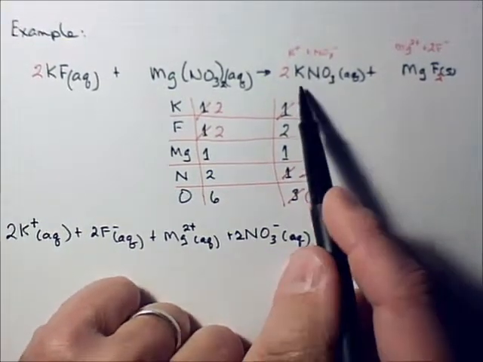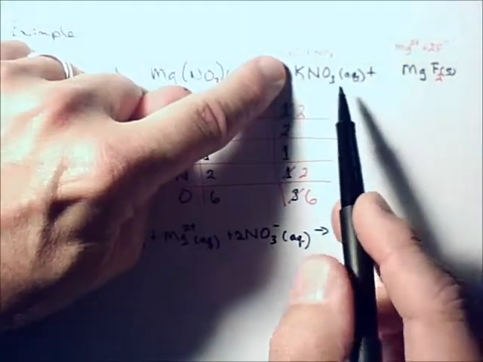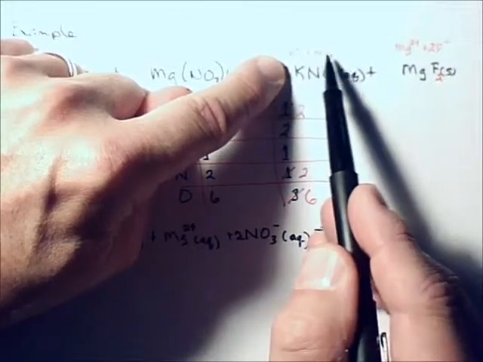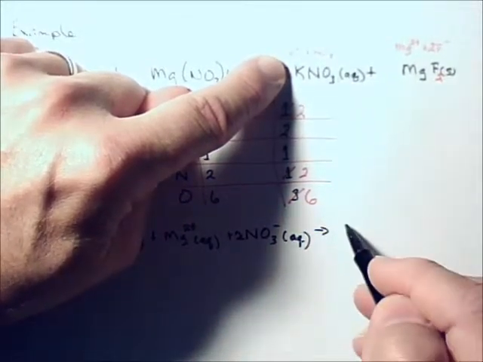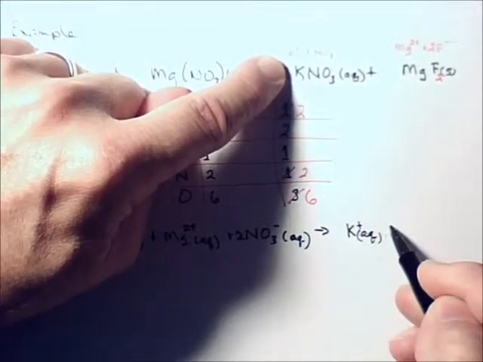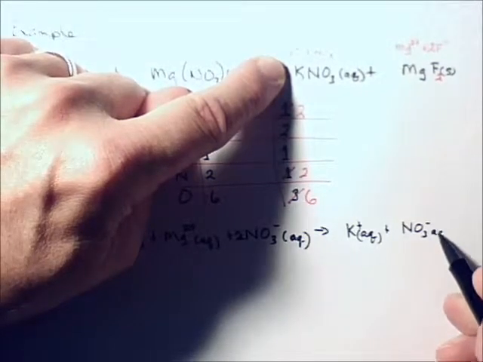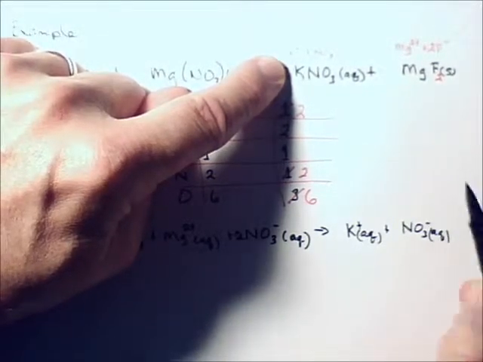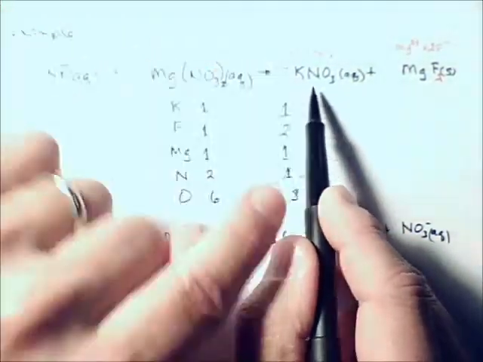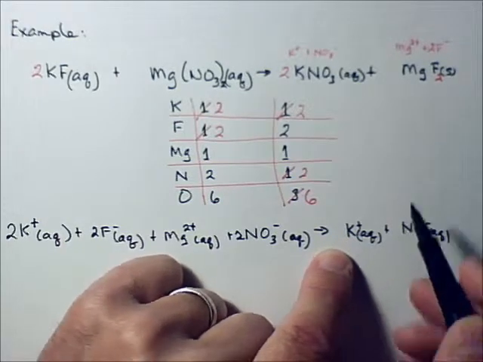Alright? I've got potassium nitrate. It's aqueous. It's going to split up. And we've already written what the ions look like. Okay, we're going to have a potassium ion. And we're going to have a nitrate. The only thing is I've got 2 of that formula unit. Okay? 2 of that formula unit there. So that means I'm going to have 2 of each of these.